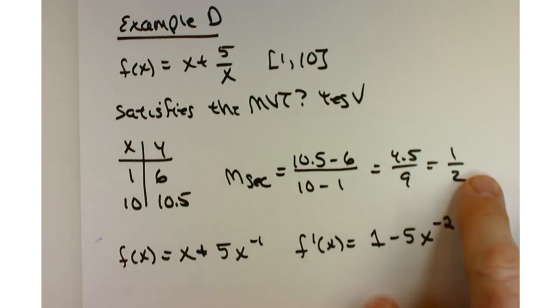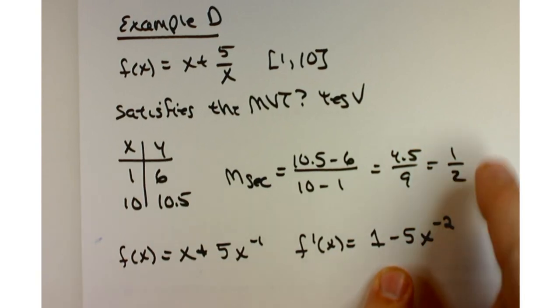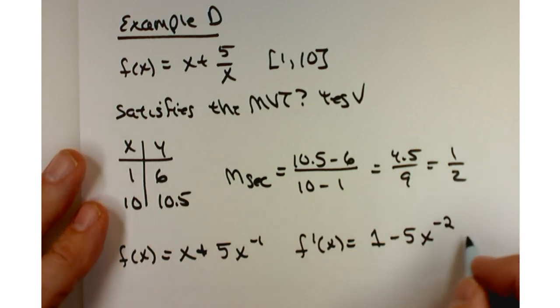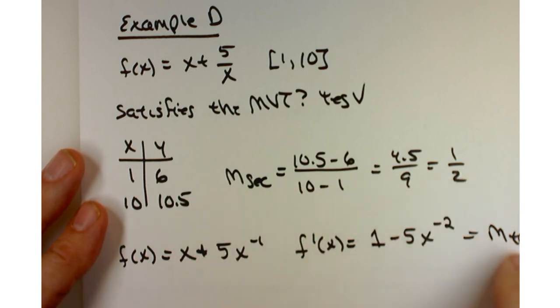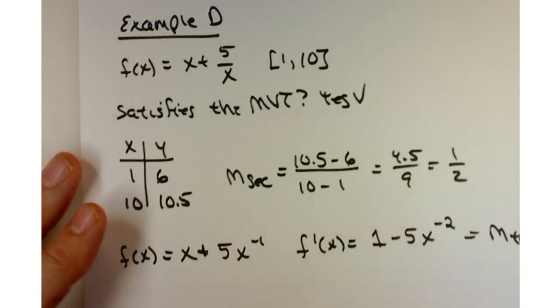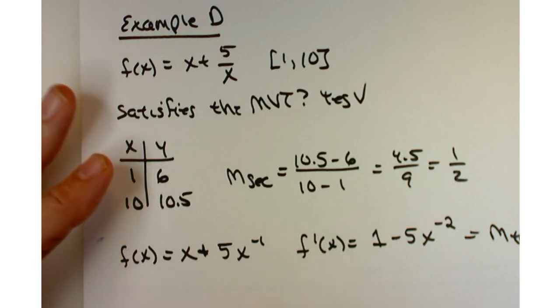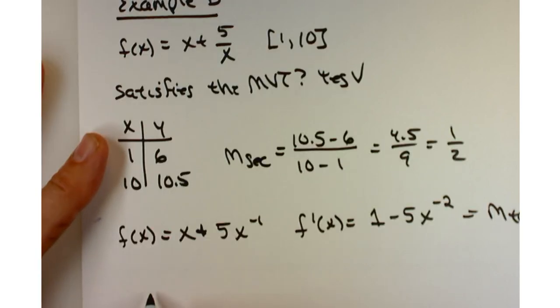So at some point, these two things should be equal. Remember, this measures the slope of the tangent line anywhere. That slope should equal 1/2 for at least one point in the interval 1 to 10. So let's see where that happens. 1 minus 5, let me write it as over x to the second, equals 1/2.